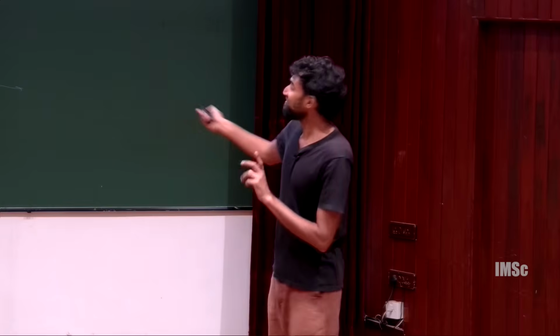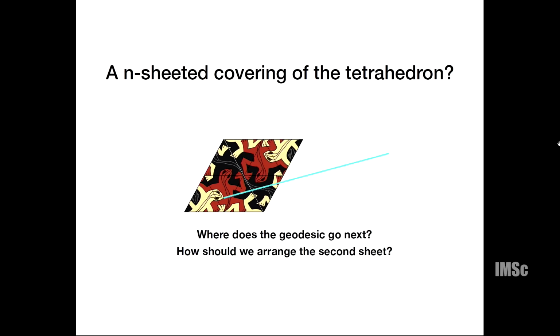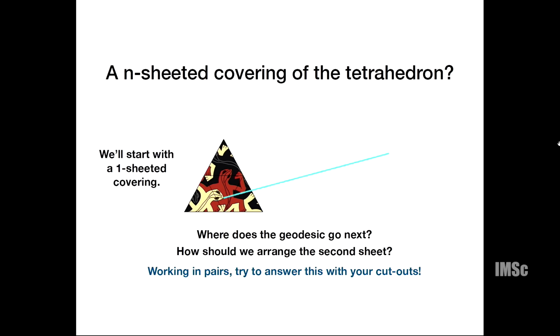Okay, since we don't have much time left, I'm going to rush us a little bit. Sorry about that. So, where does the second sheet go? I think many of you have found it. But how do we want to orient the second sheet so it accurately represents where the geodesic goes next on the tetrahedron? Well, on the tetrahedron, if you imagine it folded, where is this geodesic going next?